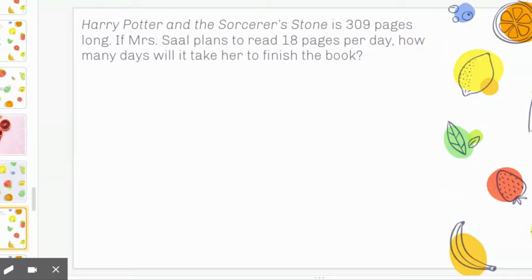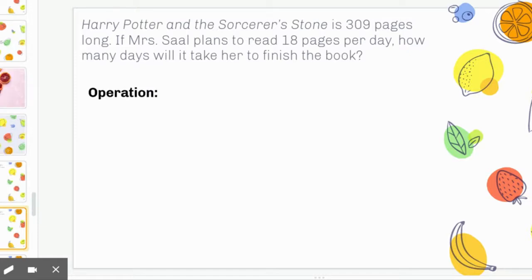That is, Harry Potter and the Sorcerer's Stone is 309 pages long. If Mrs. Saul plans to read 18 pages per day, how many days will it take her to finish the book? So let's start by deciding on an operation. Now you might be thinking that you could use multiplication for this problem, and that is true, but I'm going to use division because I know how many pages I start with, and that way I can divide that number by another number.